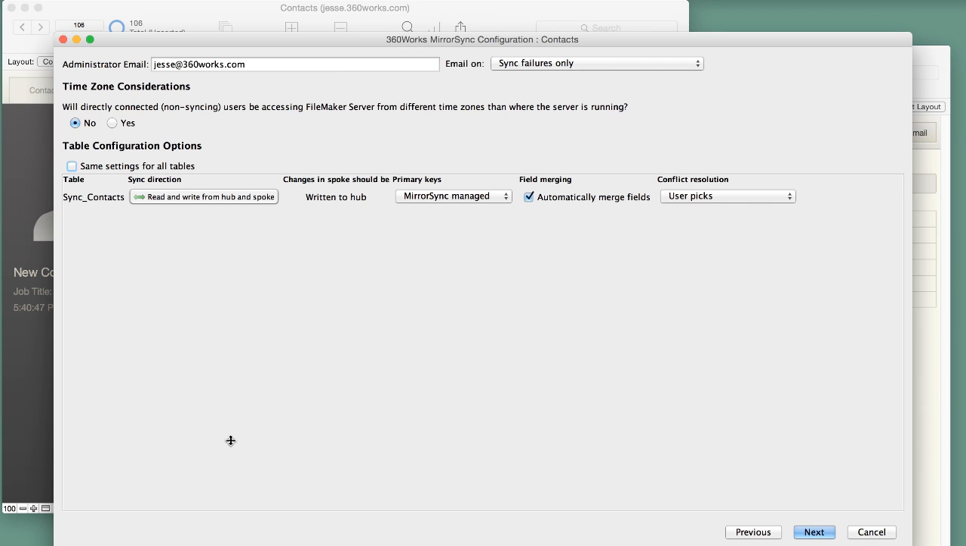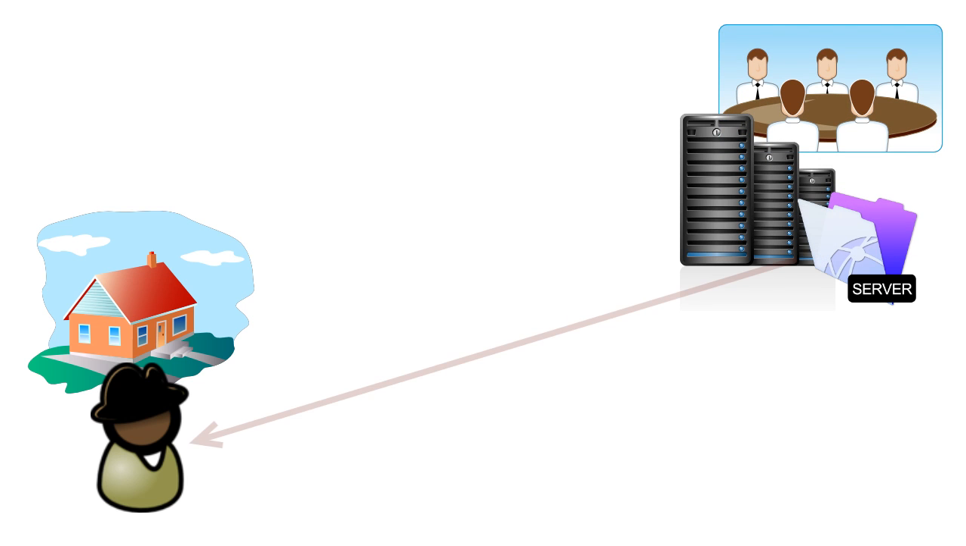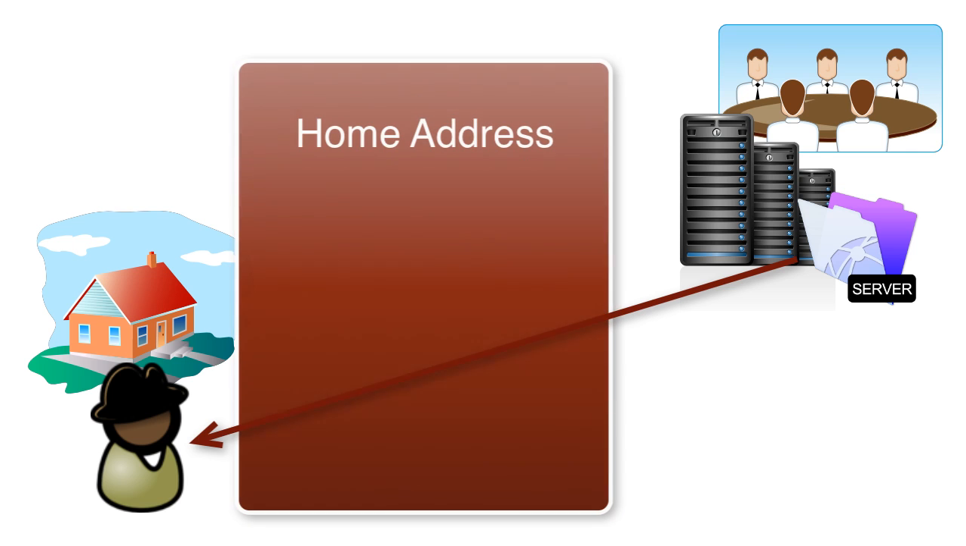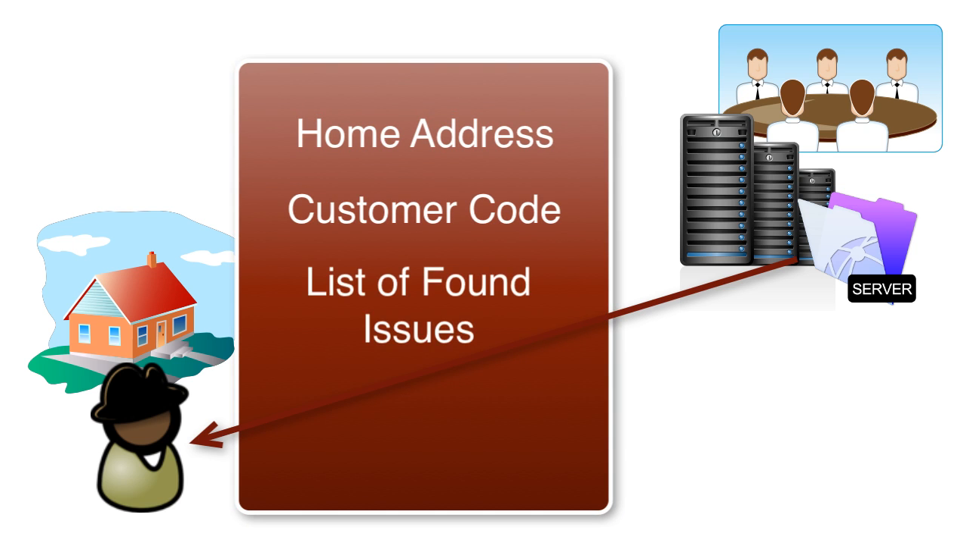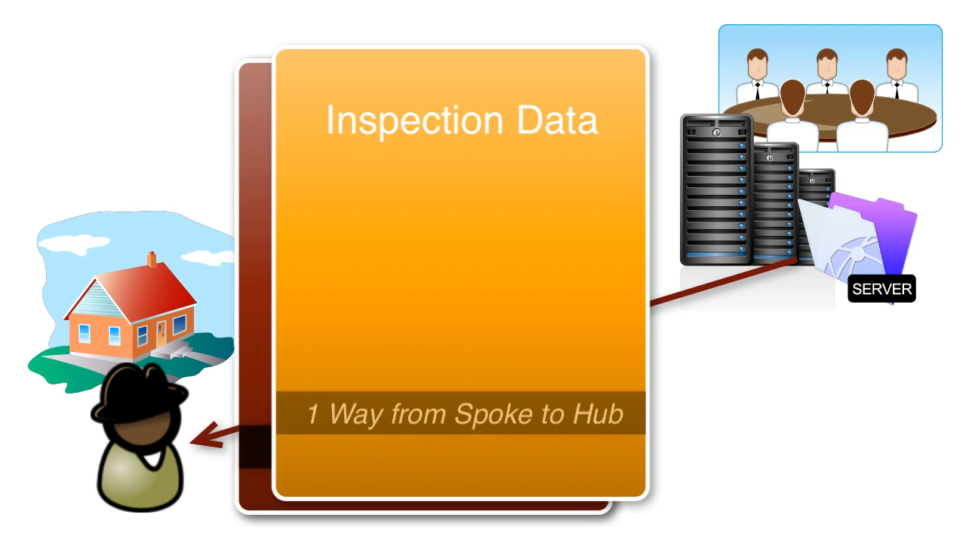And I'll give you a good example of where people use this. Let's say that somebody has inspection people that go out and inspect people's homes. Yes. There would be certain information that comes from the central office to that person, such as the person's home address, their customer account code, maybe a list of codes of inspection issues that are found. They don't want those inspectors entering new data or modifying data in those. So you would set those to be one way from the hub to the spoke. But then you've got the actual inspection data, and that might be one way from the spoke to the hub.